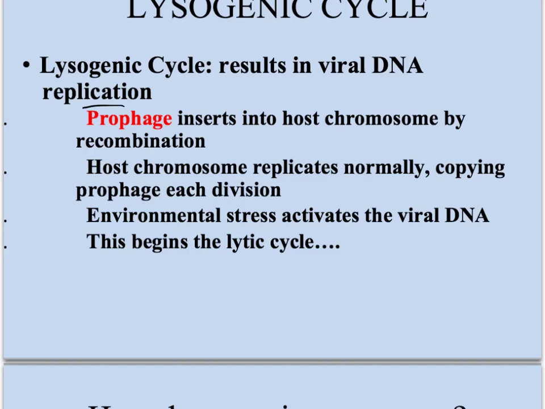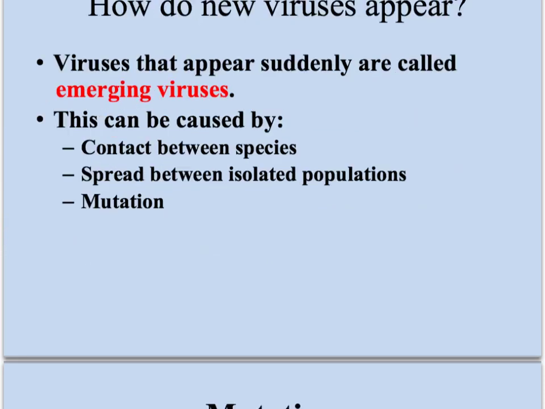So here are the actual steps of the lysogenic cycle. Okay, so here's where we start talking about the two clips you watched at the beginning. How do new viruses appear? Viruses that appear suddenly are called emerging viruses. This can be caused by contact between species, like the bat and the pig from the clip.